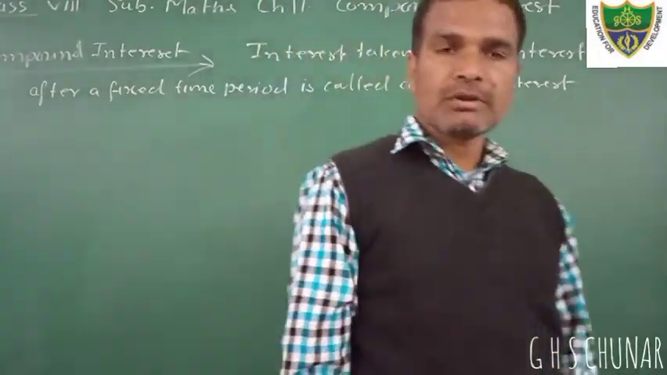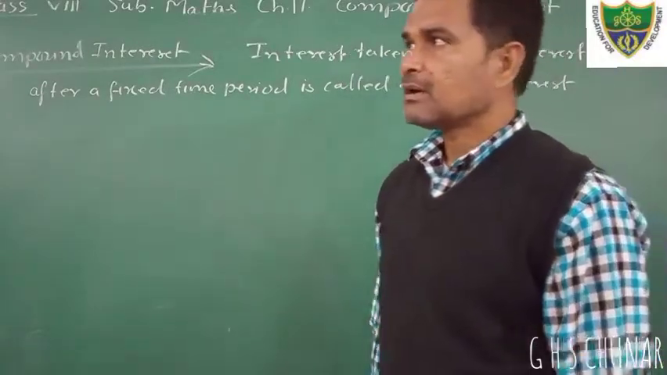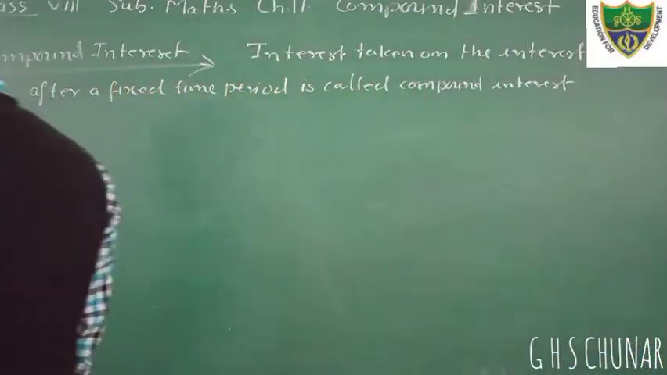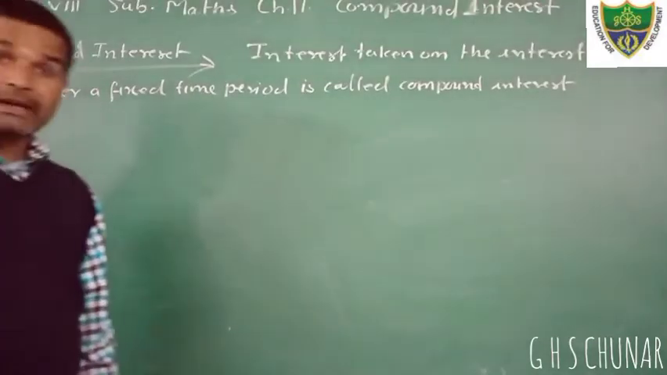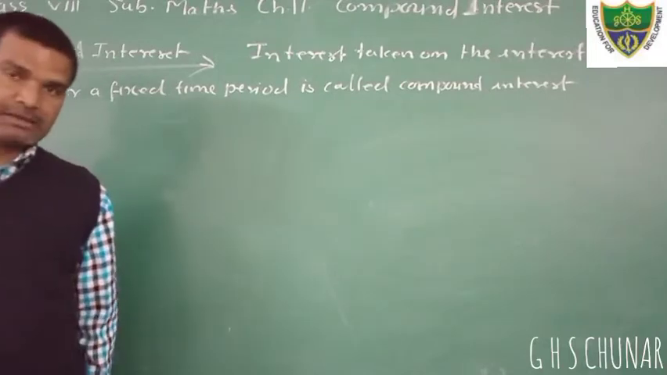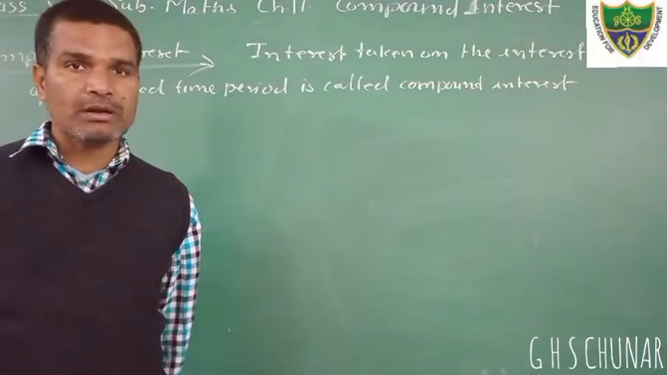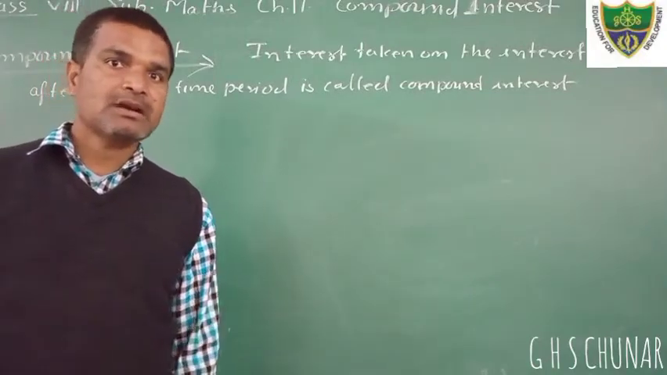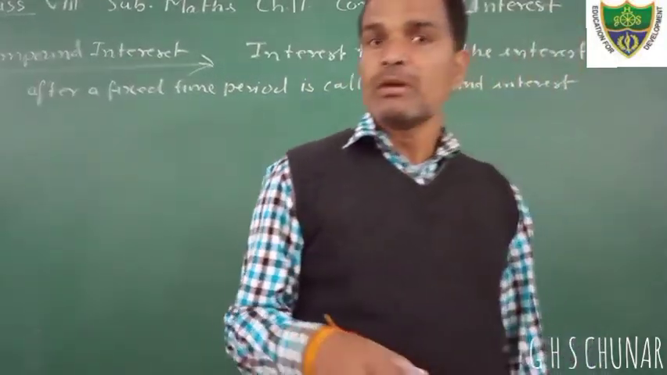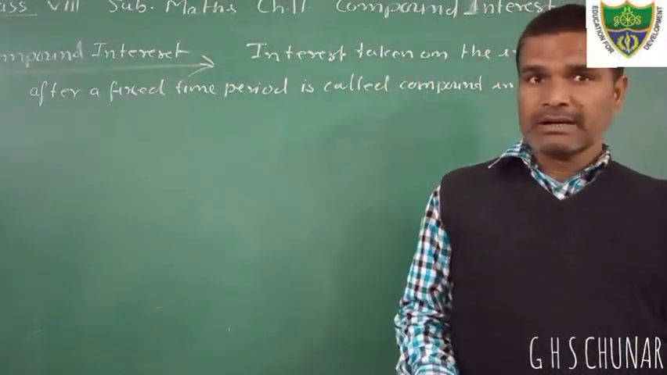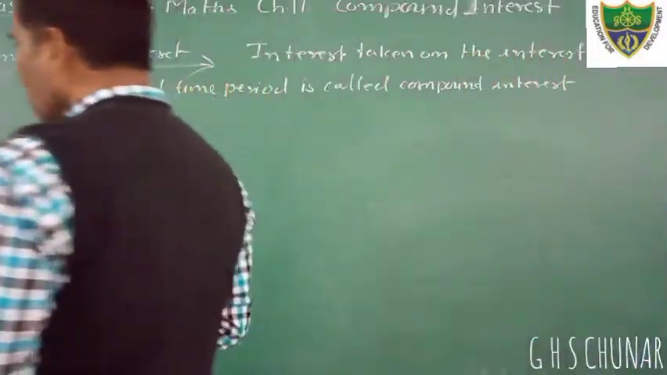Suppose you have got 100 rupees from your friend and you give 10 rupees per month. After 1 month, he will take the interest on 110. Here the fixed time period is 1 month and your principal is 100. So after 1 month, he will take the interest on 110.